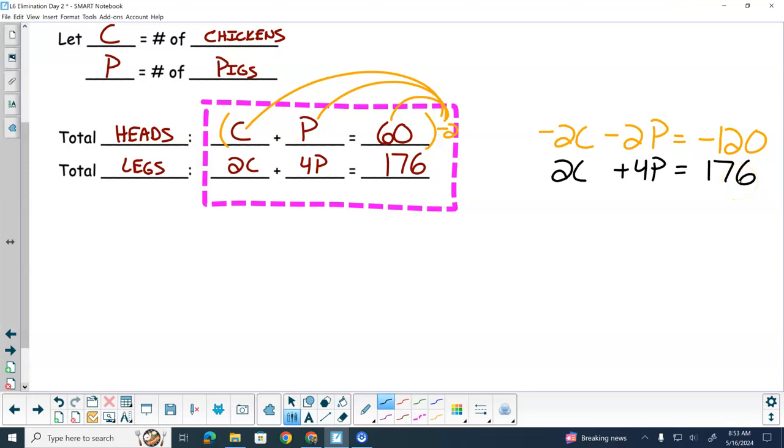Step number 1 now is done, right? Because we got a positive 2 and a negative 2 in front of our C's. Love it. Step number 2. What I heard you say was add the equations together? Yep, because if I add the equations together, that's going to eliminate the C's. Negative 2P plus 4P is 2P. This is 56. Step number 3.